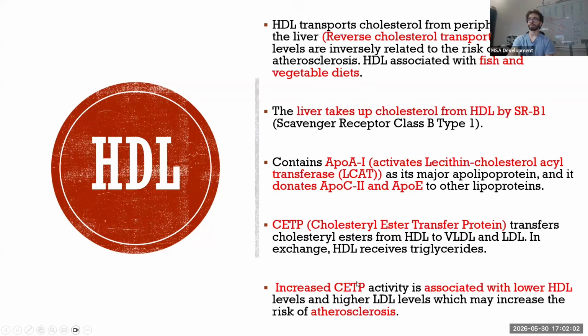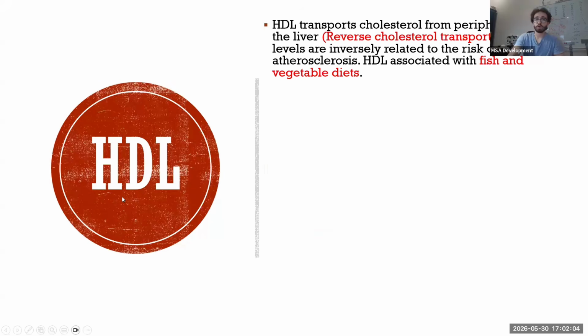Let's go back to HDL. Very important. What is the function of HDL? It transports cholesterol from peripheral tissue to the liver, reverse cholesterol transport. That's a very good thing. That's why HDL levels are inversely related to the risk of atherosclerosis, meaning the more HDL we have, the less risk of cardiovascular diseases. طيب, if someone wants to have a lot of HDL in their body, what should they eat? Fish and vegetable diets.